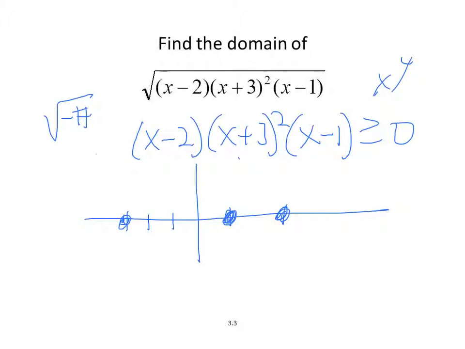So that means it's going to be like this and like this in the end. So let's check this out. Now this has the double root right here. So I'm going to come down, kiss that root, and bounce back away from it.